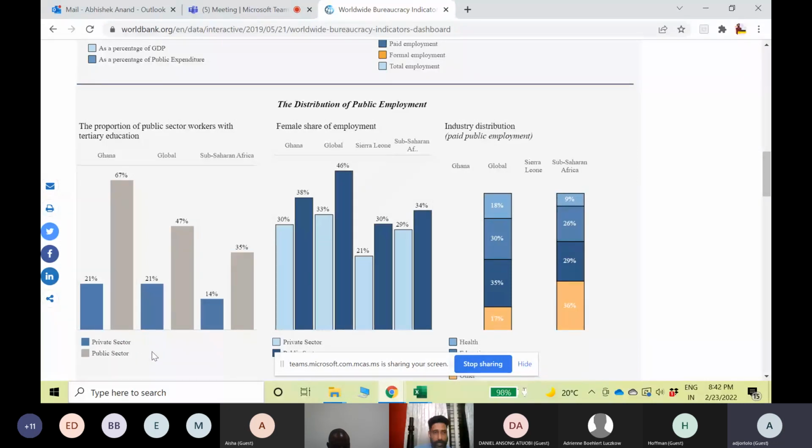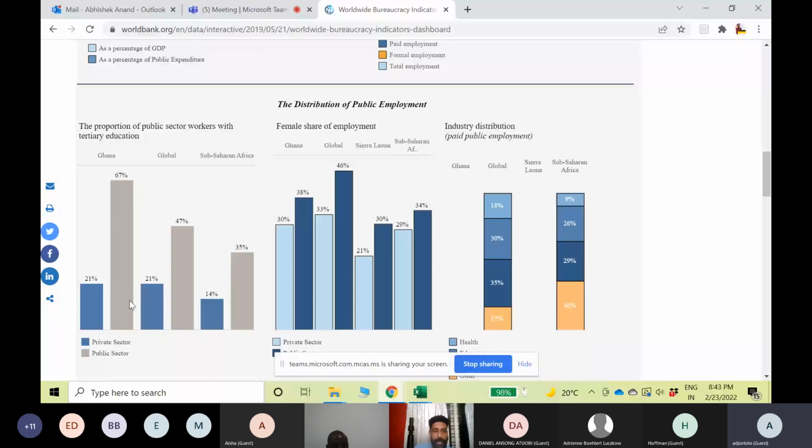And this is very striking, at least for Ghana. So what you see here is that in private sector, of all the people who are employed, only 21% have tertiary education. Whereas in public sector, like 67% of people have tertiary education. This is a very high number.